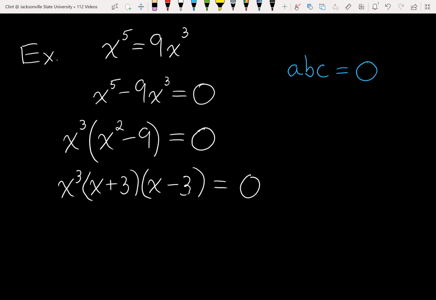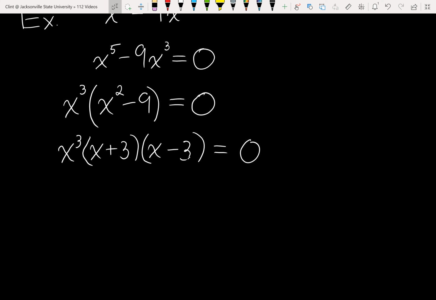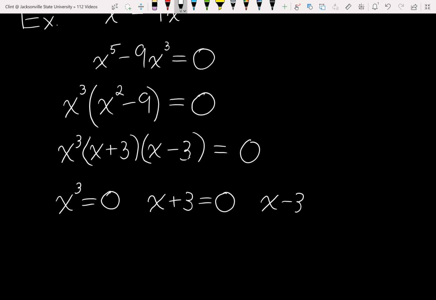So we're going to do the same thing that we did with quadratic equations. Here we're going to take each one of these factors, set it equal to 0. So I'm going to say x to the 3rd equals 0, x plus 3 equals 0, x minus 3 equals 0. We're going to solve all three of these.